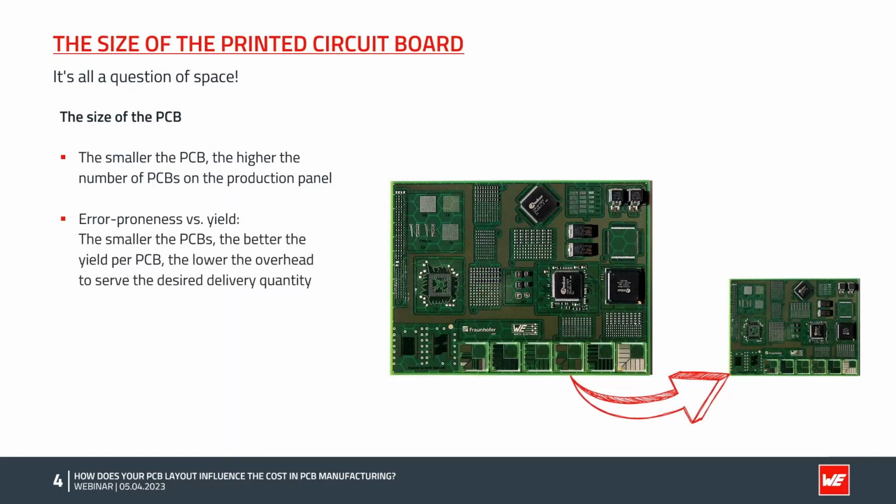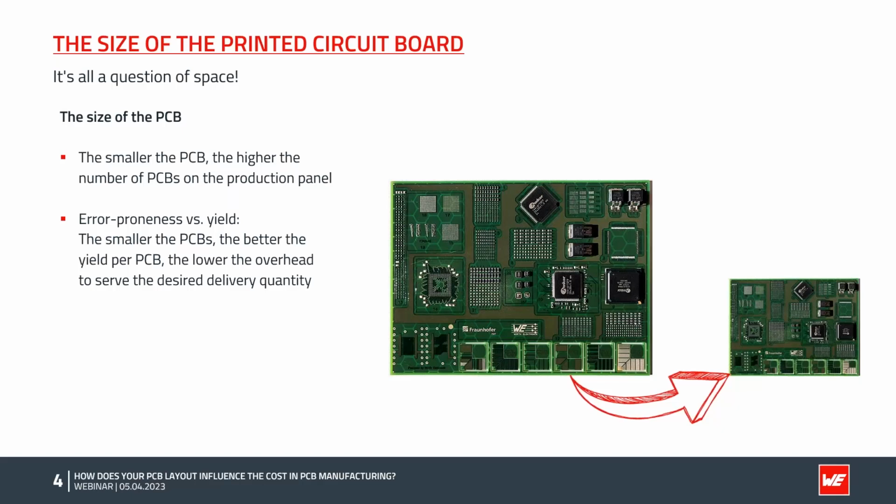Another thing is the error proneness and the yield. Imagine we have a PCB which fits only 2 times onto our manufacturing panel, and there is only one mistake on this panel. We are not flawless. We make mistakes as well, so our yield is not 100%. But if we have only 2 PCBs, it means one is defective. Well, then we have a yield of only 50%.